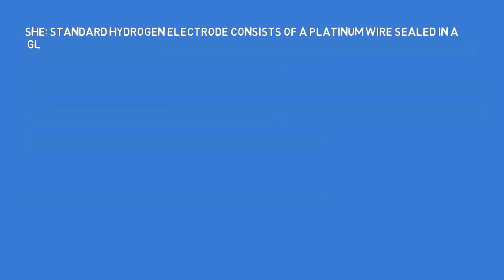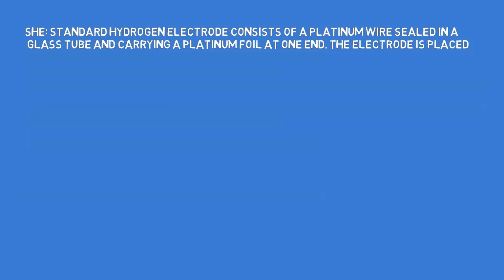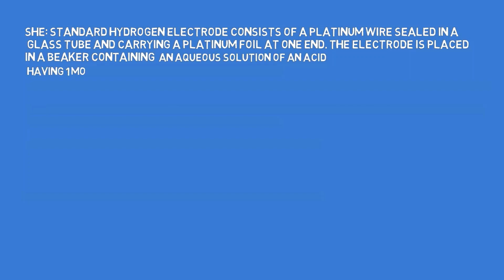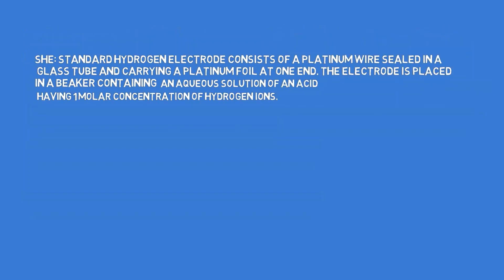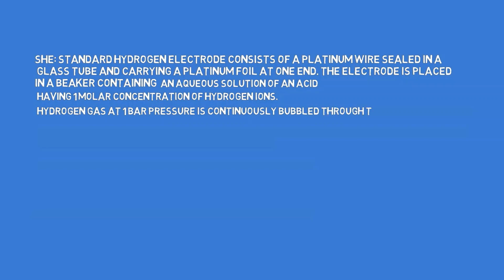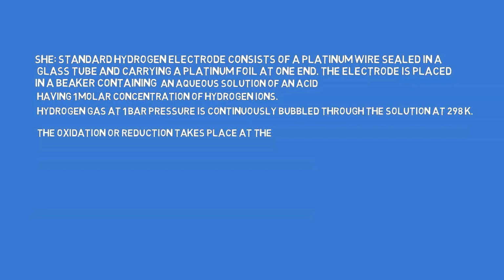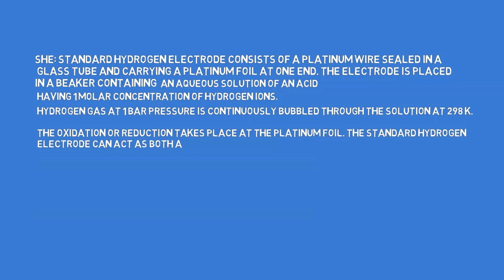The standard hydrogen electrode consists of a platinum wire sealed in a glass tube and carrying a platinum foil at one end. The electrode is placed in a beaker containing an aqueous acid solution having 1 molar concentration of hydrogen ions. Hydrogen gas at 1 bar pressure is continuously bubbled through the solution at 298 Kelvin. The oxidation or reduction takes place at the platinum foil. The standard hydrogen electrode can act as both anode and cathode.